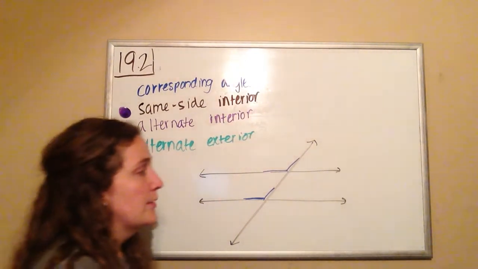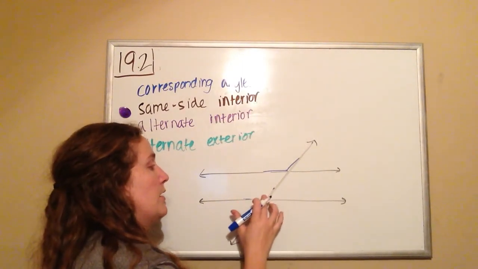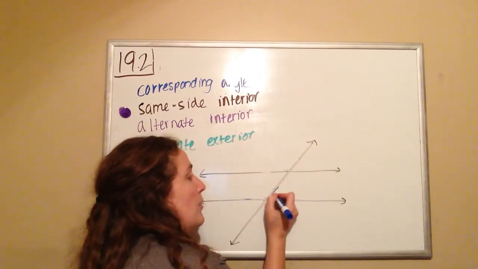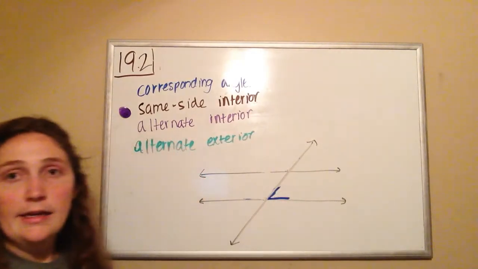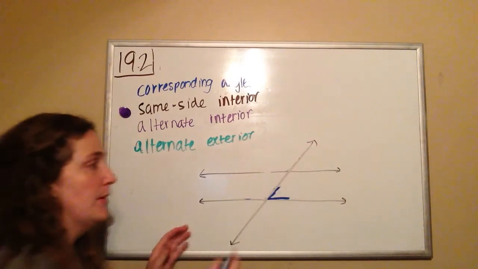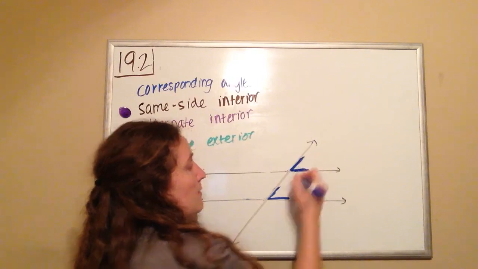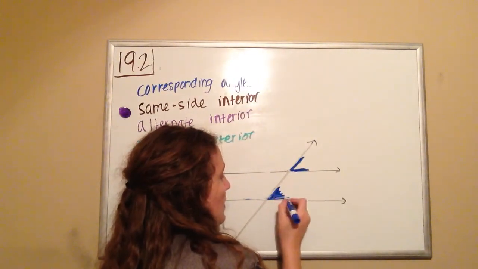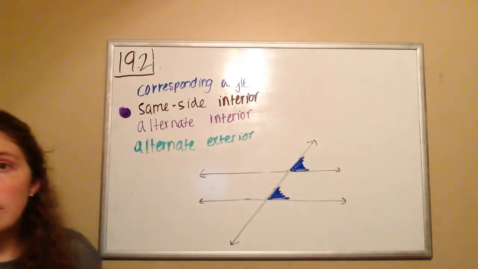Another example of corresponding. So if I take this off, we're not talking about these angles anymore. I'm going to give a different example. This angle right here would be corresponding, and if we take this angle and slide it up, it matches right up here. So it corresponds with that angle right there. I'm going to leave our blue in there and color it in a little bit so we can see that those two are corresponding angles.